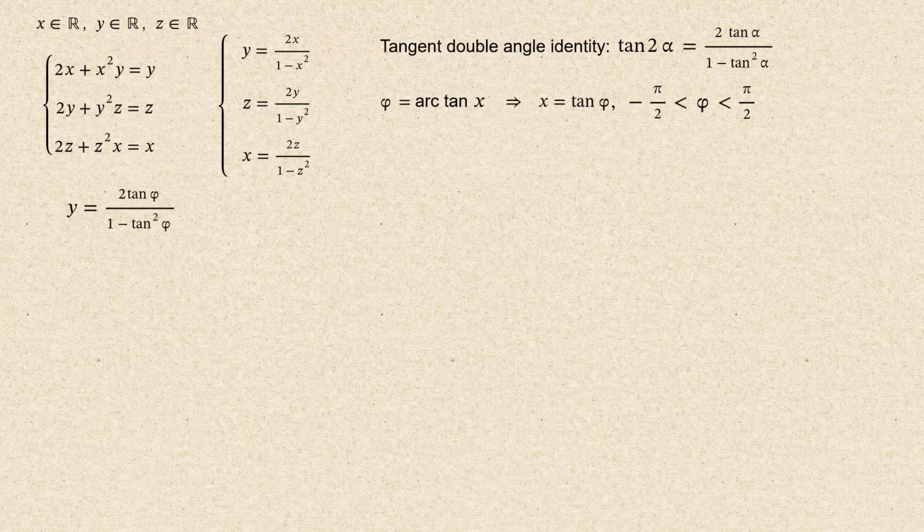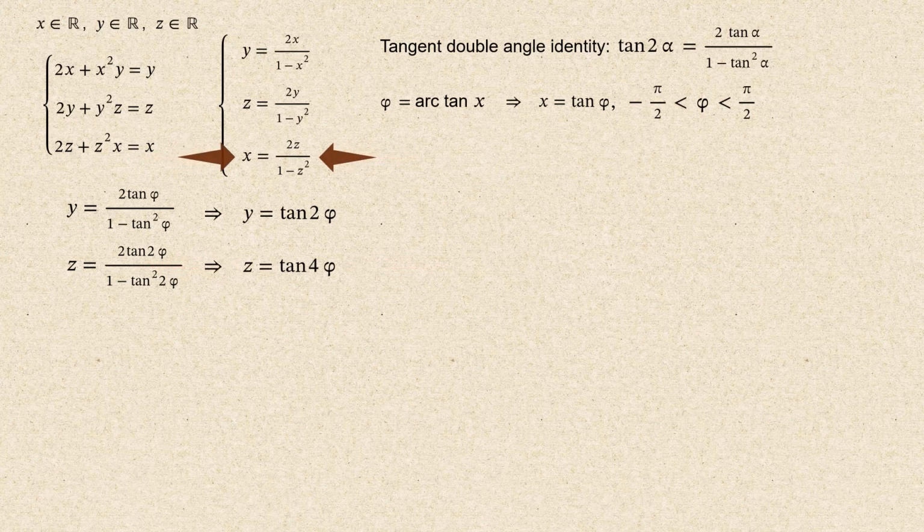Let's substitute tangent phi for x into the first equation of the system. We get y equals 2 tangent of phi divided by 1 minus tangent squared of phi. Applying tangent double angle identity gives y equals tan of 2 phi. Now we've got an expression for y, which can be substituted into the second equation of the system. And we get the expression for z. And again apply tangent double angle identity, and substitute the obtained expression for z into the third equation of the system. And we get the expression for x.